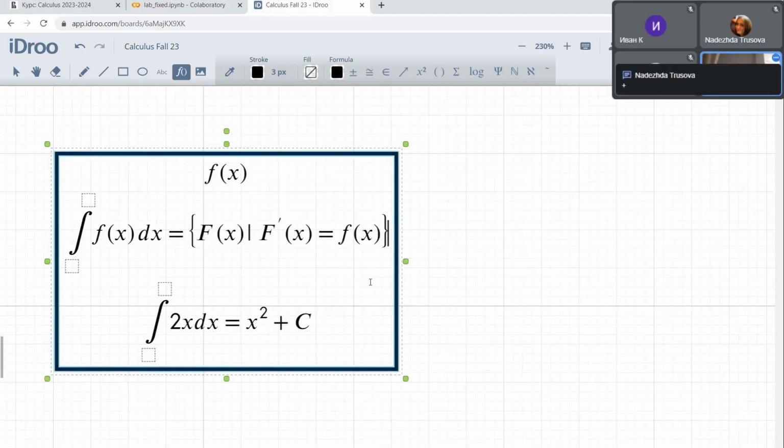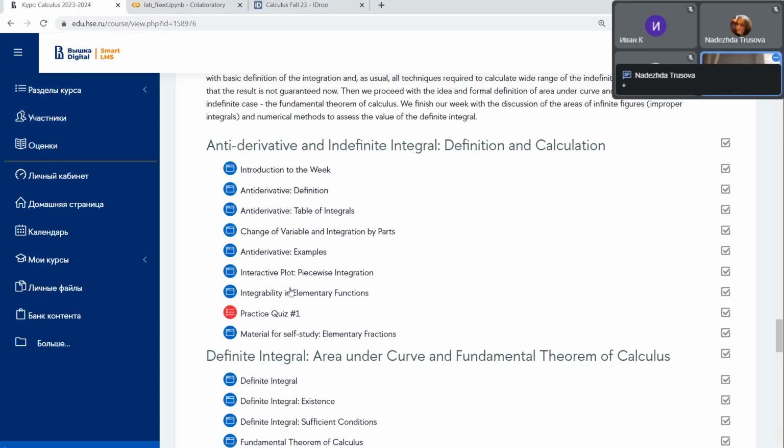So the first block, as you can see, is dedicated to indefinite integrals, the techniques of computation and the key ideas of how to do it.